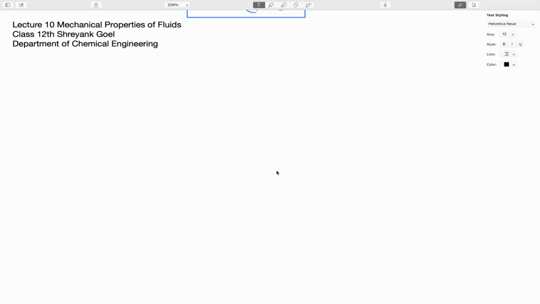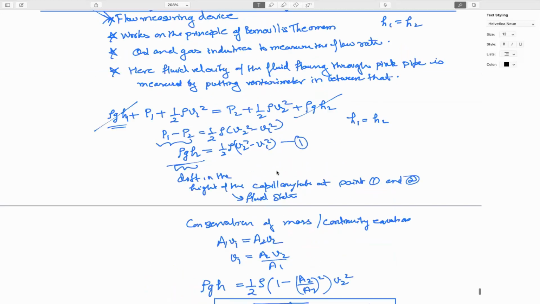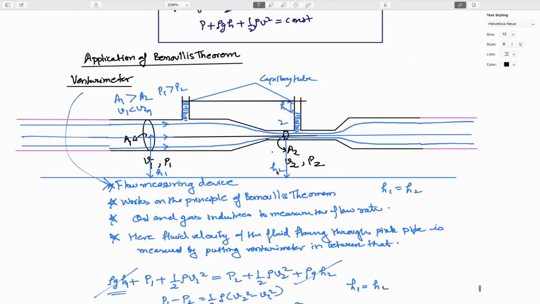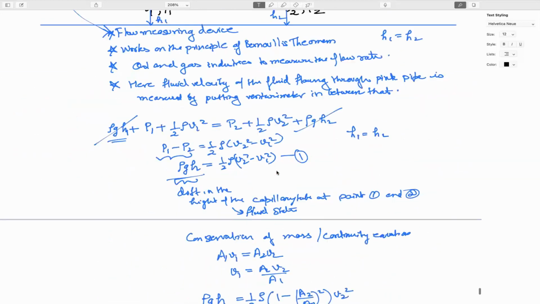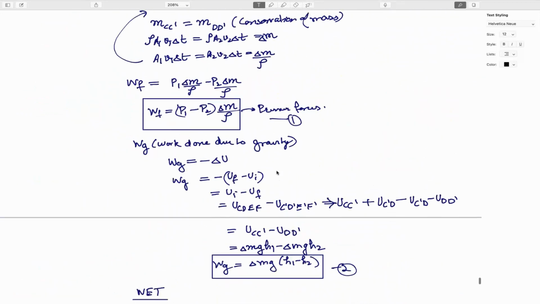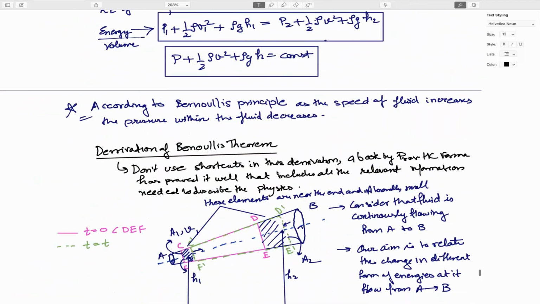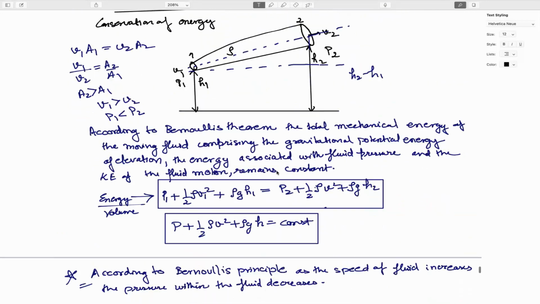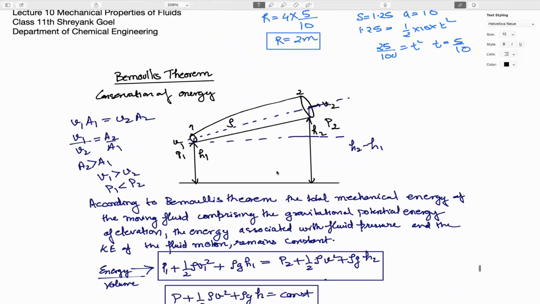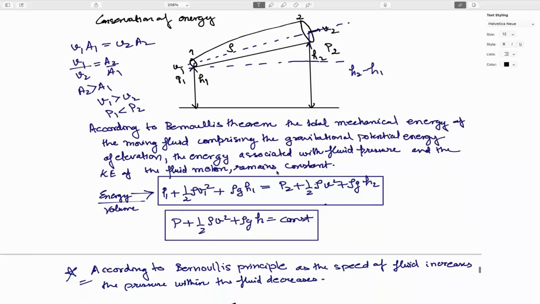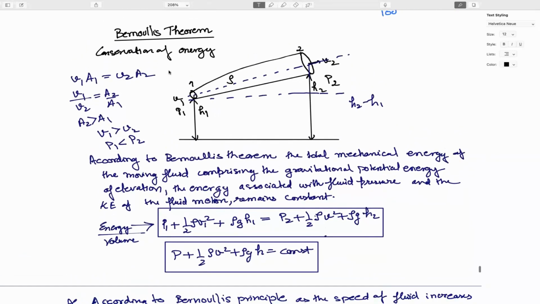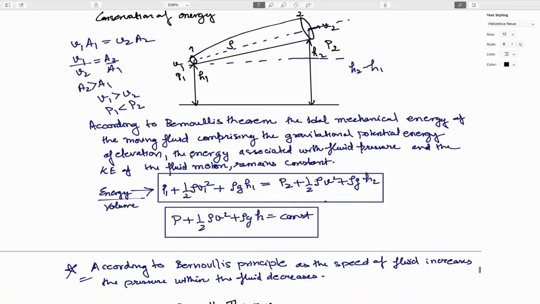So yesterday we discussed the derivation of Bernoulli's theorem and, in its application, we have seen the venturi meter. So I am just briefly going through what we did yesterday. We started this lecture from here, and I introduced you to the concept of conservation of energy and Bernoulli's principle.